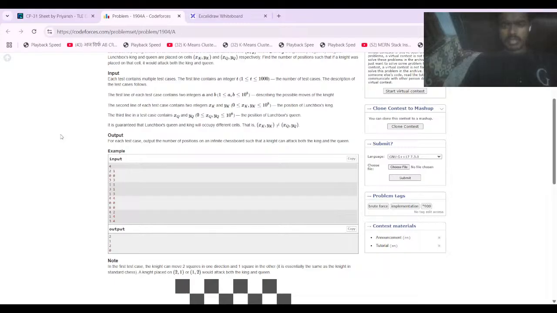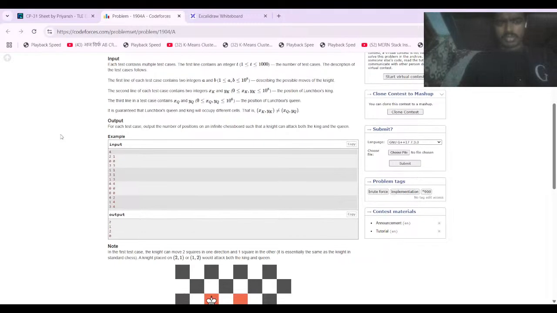So Lunchbox is playing chess on an infinite chessboard, which contains all the cells x, y where x, y can be negative also. That's fine. And Lunchbox's king and queen are placed on some cells x_k, y_k and x_q, y_q respectively. Find the number of positions such that if a knight is placed on that cell, it would attack both the king and the queen.